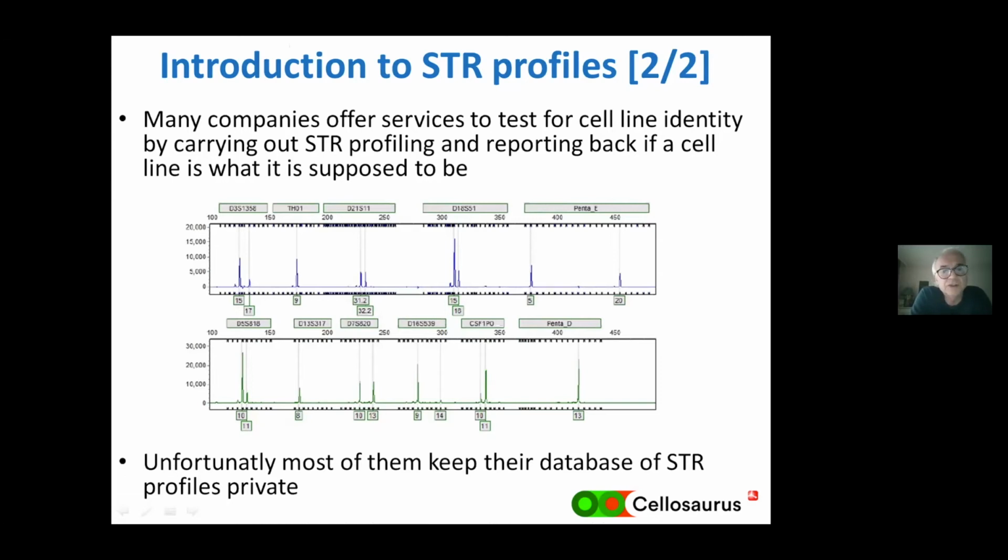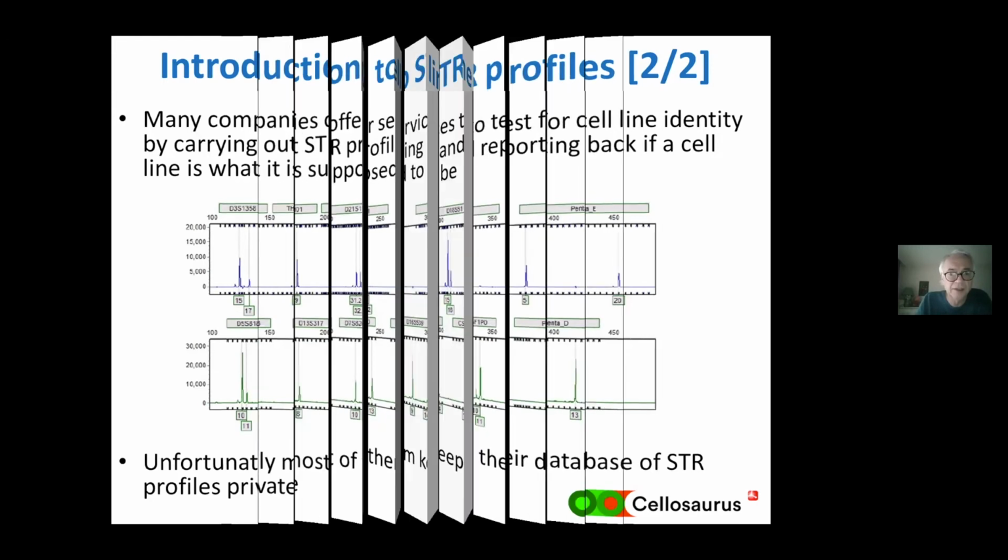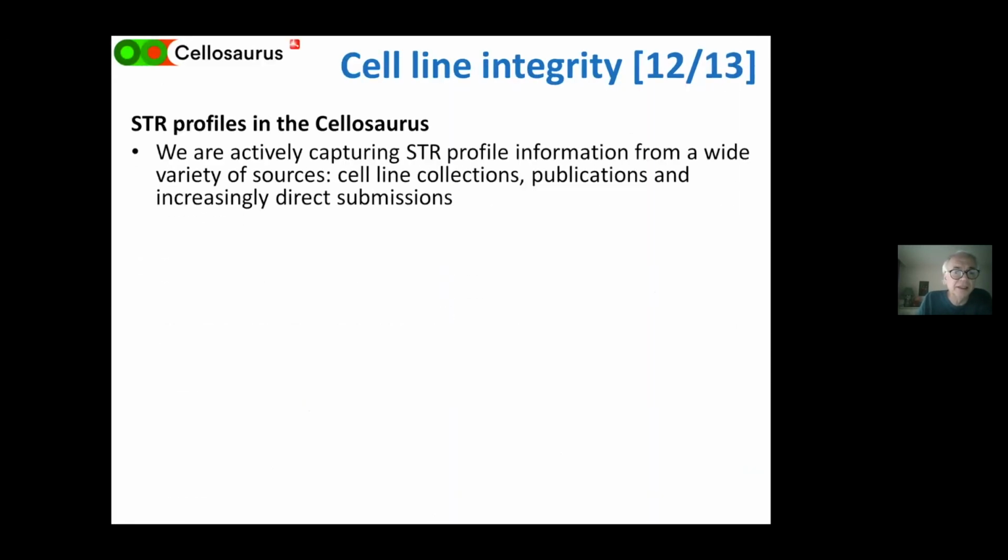The problem is most of those company or cell line collection which do this keeps a database of STR profile private. So until the Cellosaurus started getting this information in it, you had to go to a lot of different places, go to ATCC, go to the SMZ, go to ACSC, and try to see and run the STR profiling tools or ask for your cell line to be identified. Now, what we did recently, well, recently, no, 5 years ago, is we started capturing STR profile information for a lot of different variety of source, cell line collection, publication, and more direct submission.